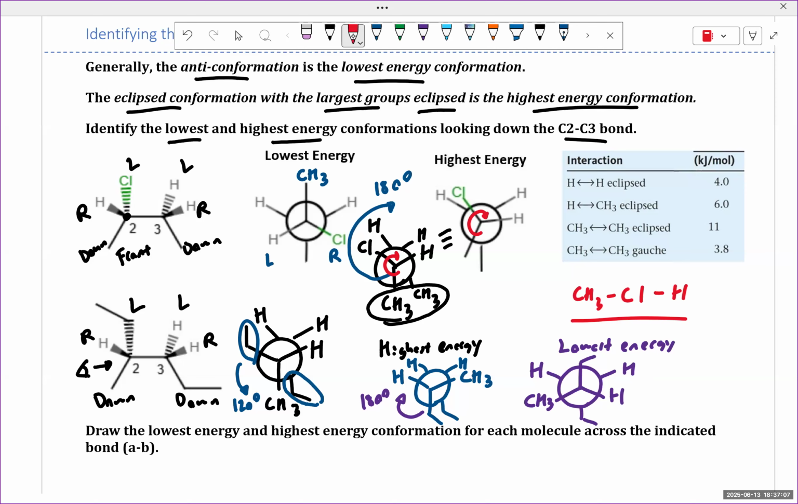As a check to make sure that we didn't make a mistake, doing our stereochemistry check, we have methyl, ethyl, hydrogen, methyl, ethyl, hydrogen, methyl, ethyl, hydrogen in clockwise order. So everything's checking out.